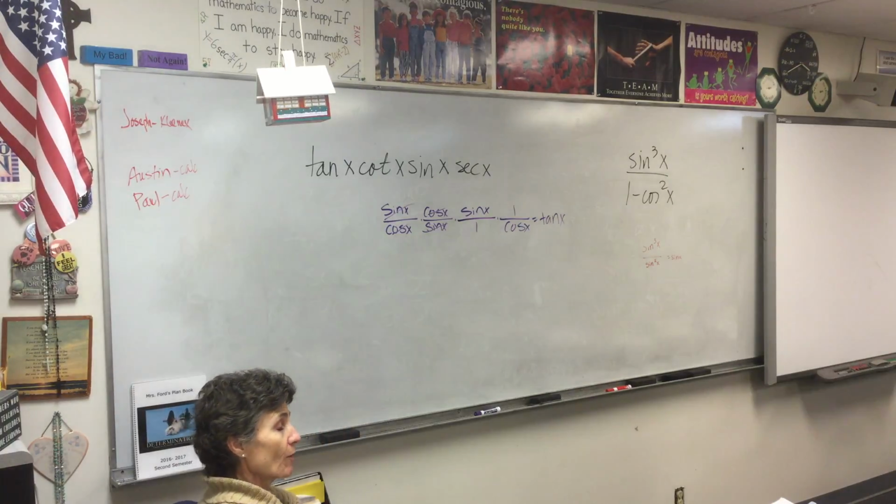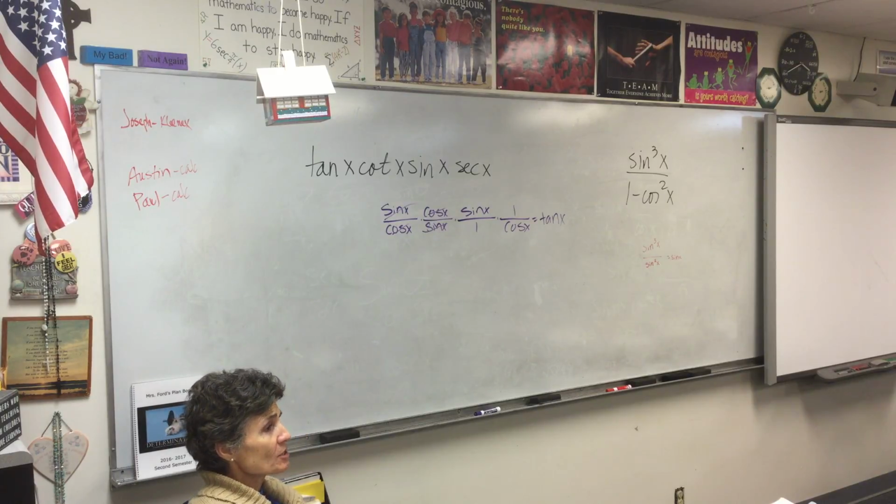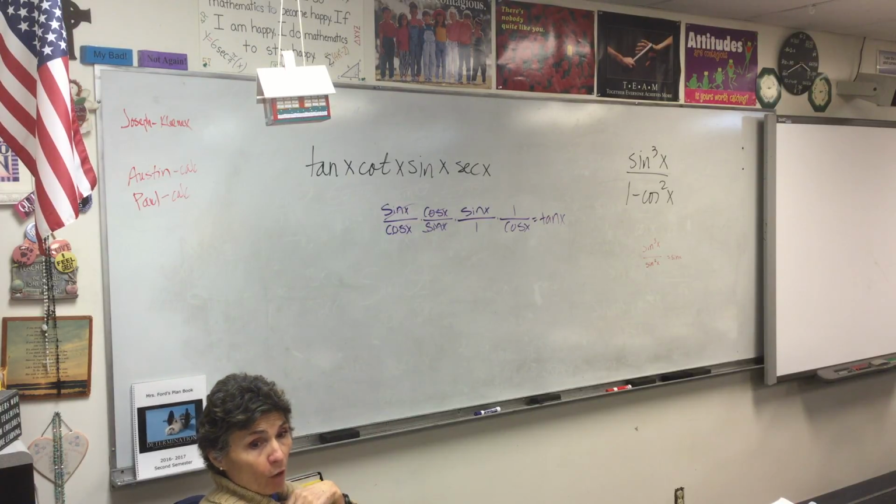I don't know if you can read it or not, because he made it so small, but 1 minus cosine squared is sine squared. So he had sine cubed over sine squared, which is just sine.